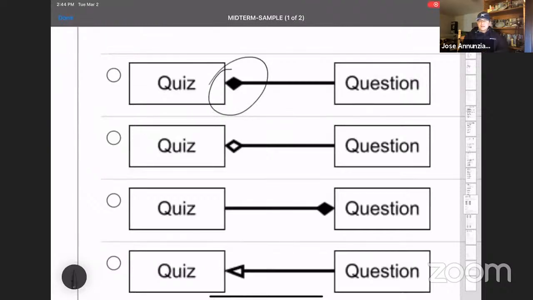Because it has the life cycle dependency between the quiz and the question. Notice that the filled-in diamond already implies a one-to-many relationship, right? The diamond always goes on the one side, and the line goes on the many side. It's implicit, so there's no need to add it. Nevertheless, we usually add it just for clarity.